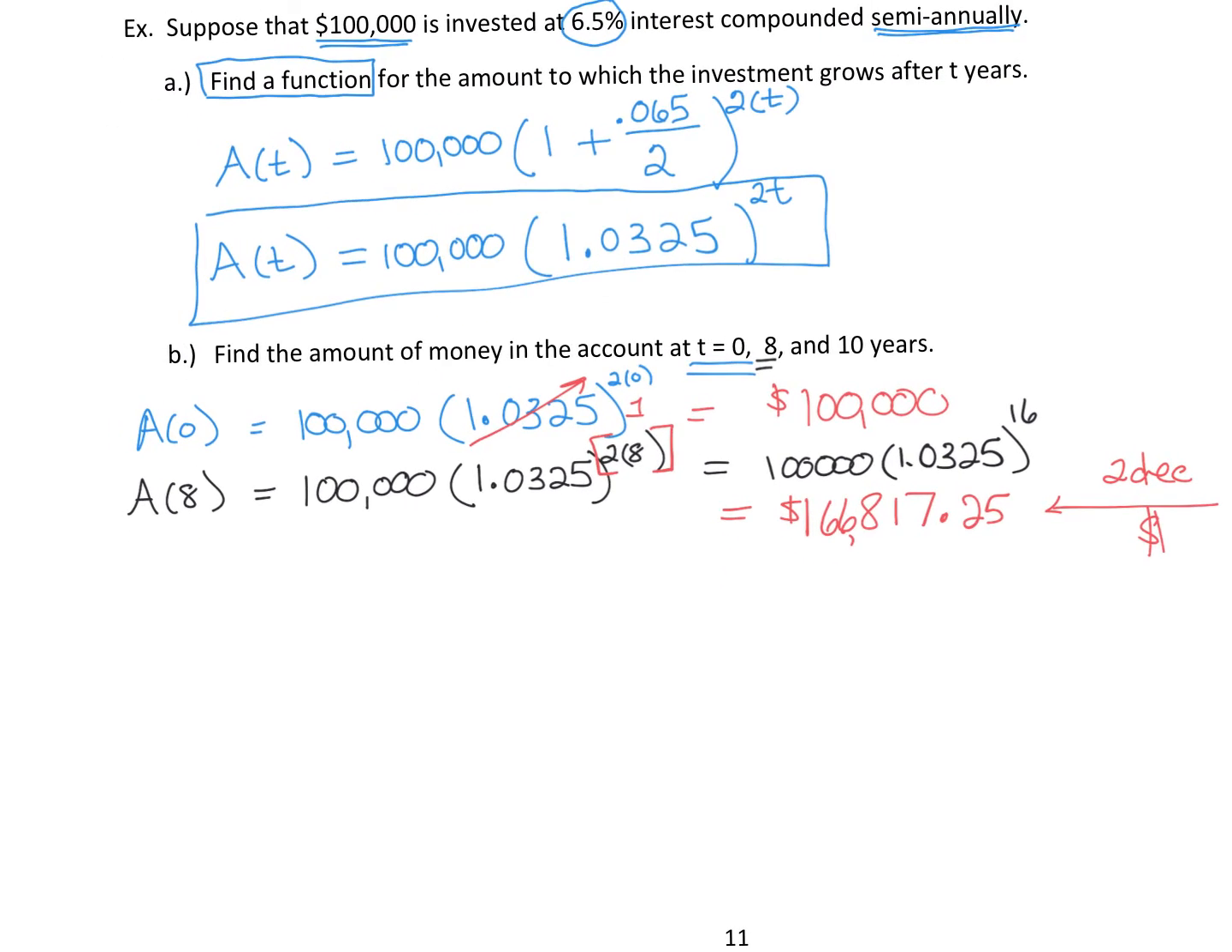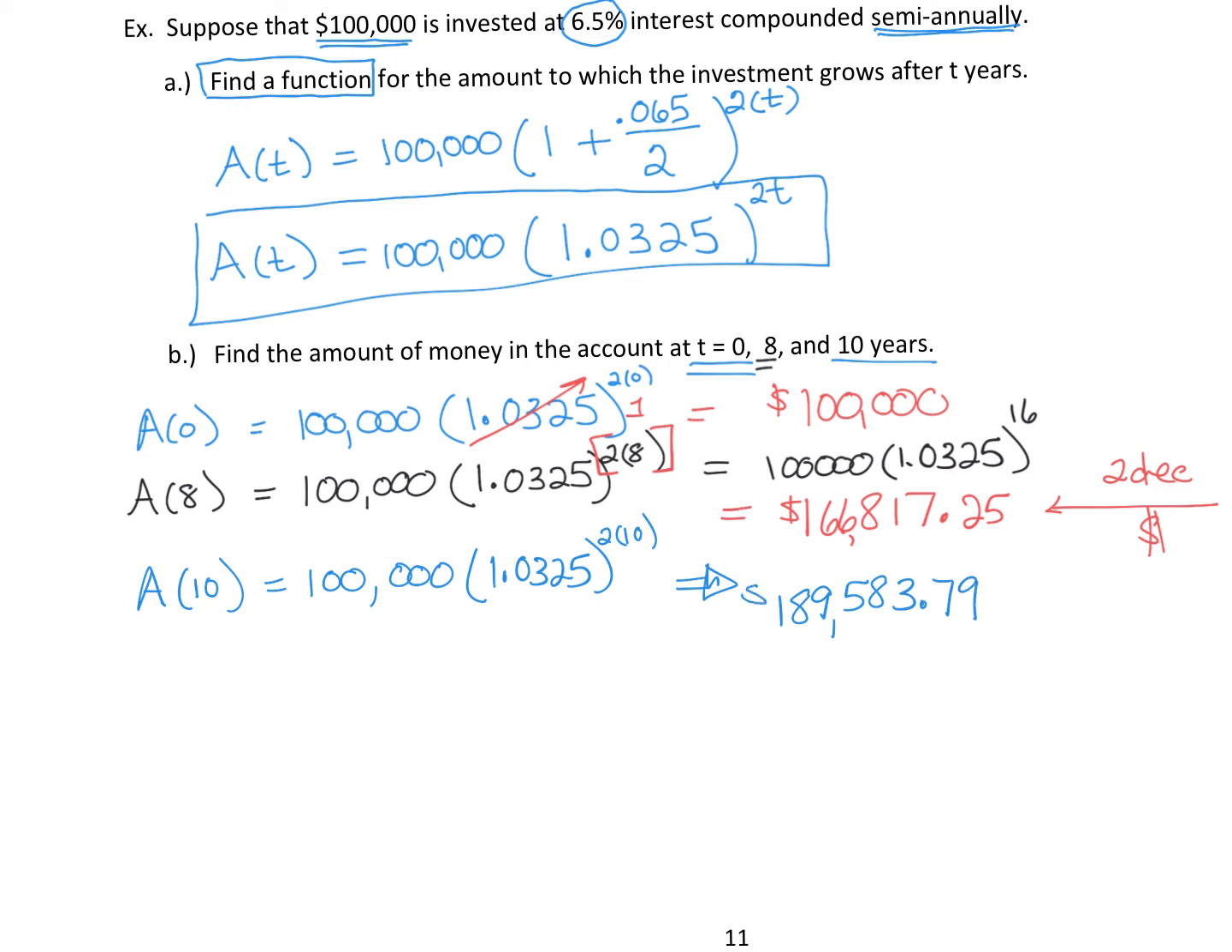Now, if I wanted to find the value at 10 years, the only difference here is going to be that I'm plugging in the 10 for the t, 2 times 10, and you should get $189,583.79.